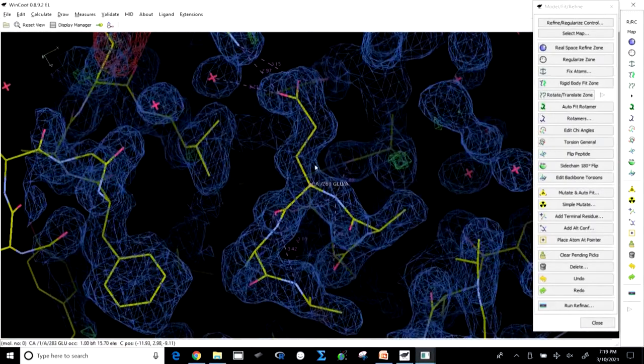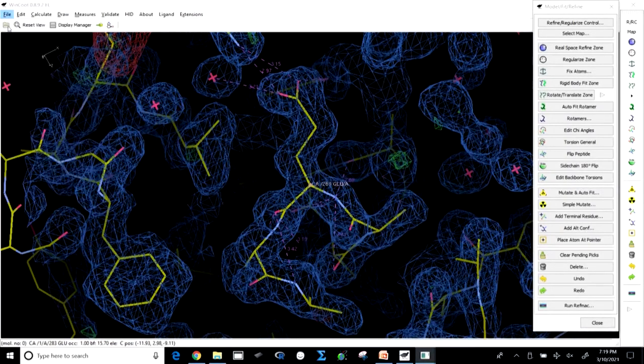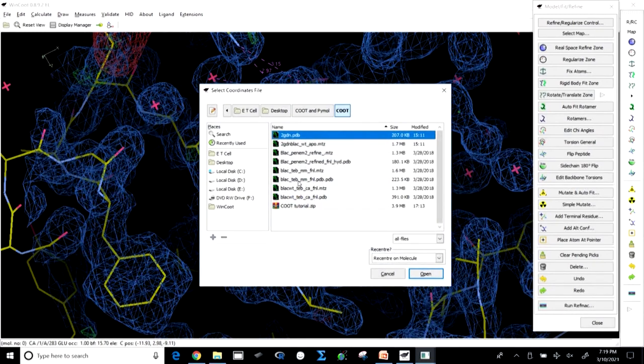Now, let us introduce the other ones. So, this is the PDB of the Michaelis-Menten complex of the Blasi-Tebi-phenem.